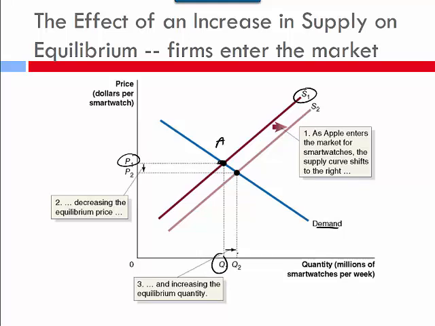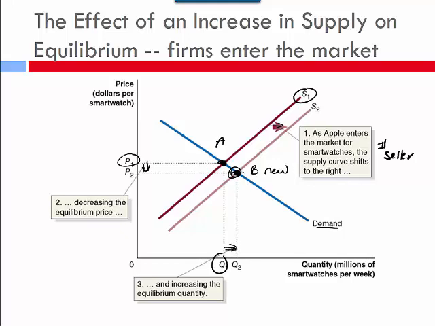Then something happened. Apple entered the market. This is one of the determinants of supply, right? Number of sellers or number of firms in the market. So now we've got more people producing smartwatches, so the supply increases to the right. Demand hasn't changed, we just had a supply shifter. So we now have supply 2 and demand, and they intersect right here at point B. This is the new equilibrium point, and at this point, the price is now P2. So we see the price went down and the equilibrium quantity went up.